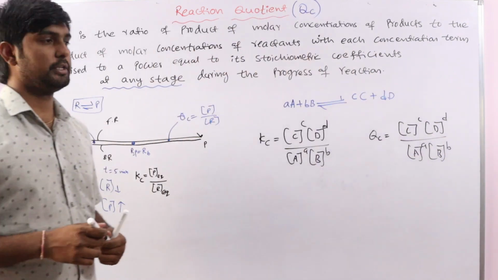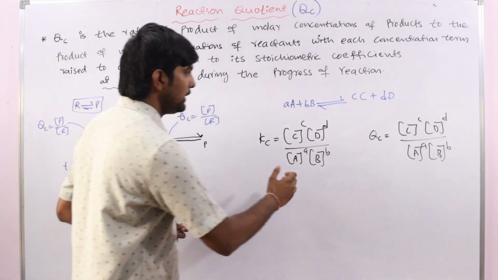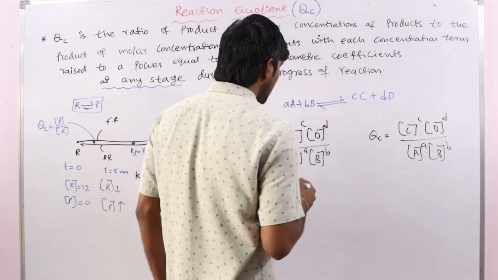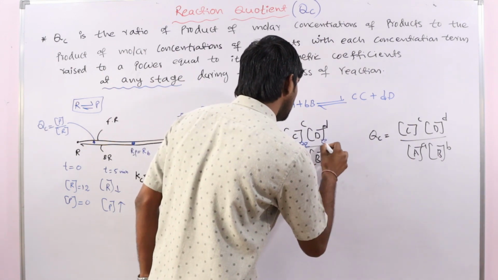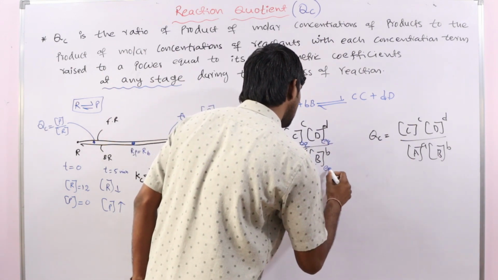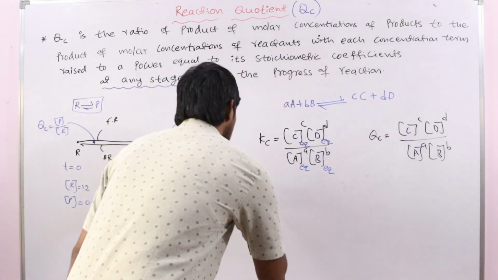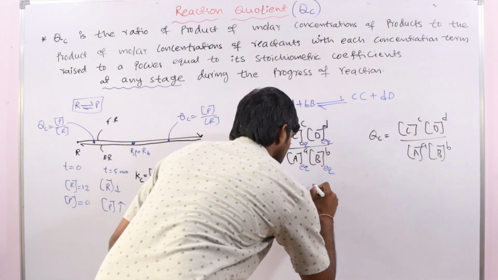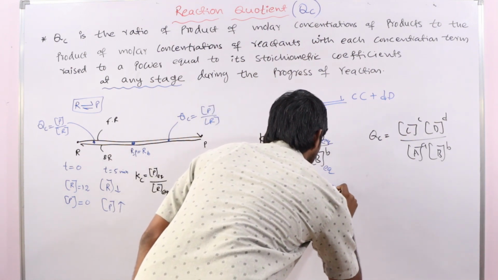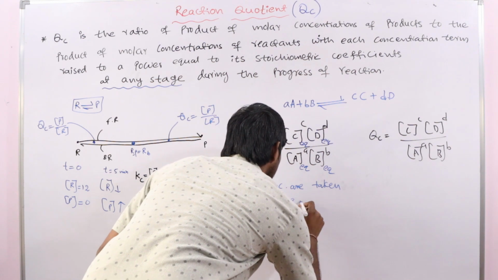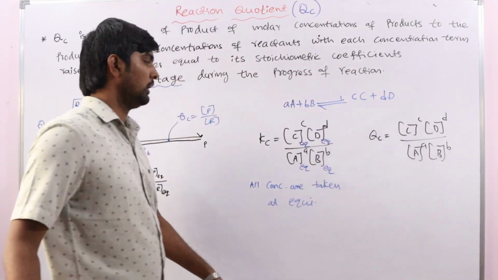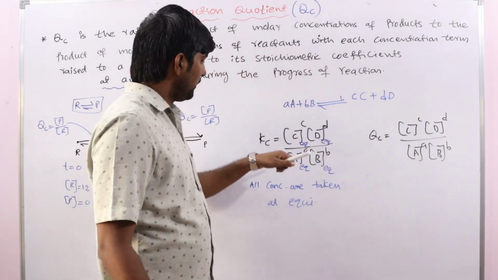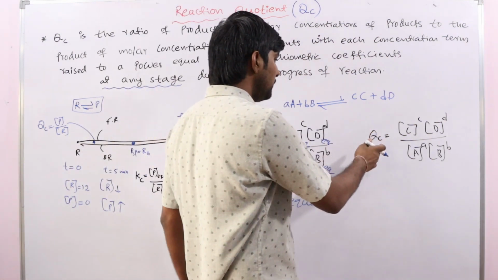This is the Qc expression, right? Okay, so what is the difference between these two? That is important. To calculate Kc, these are definitely equilibrium concentrations, yes or no? So all concentrations are taken at equilibrium here. Very important. Now, what about this one?